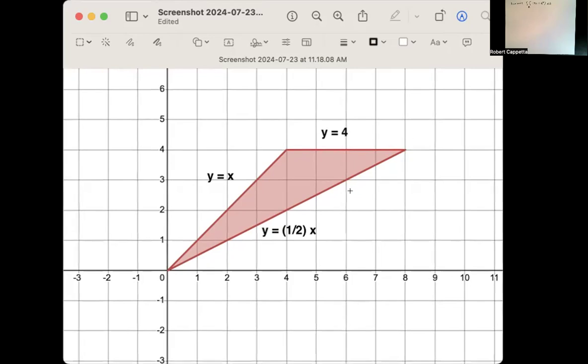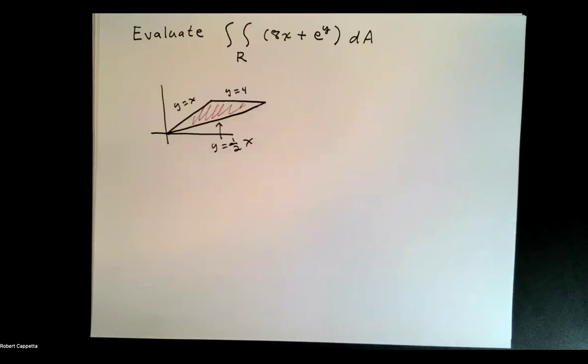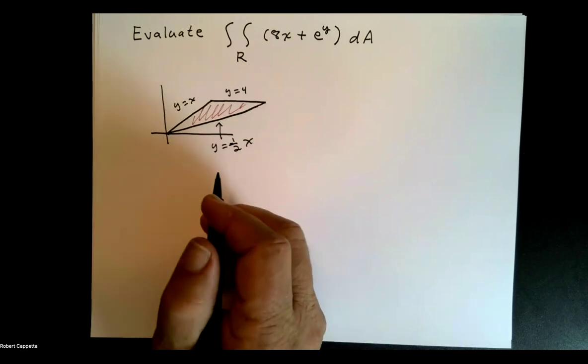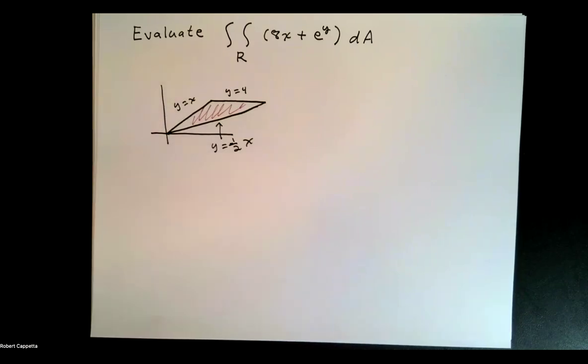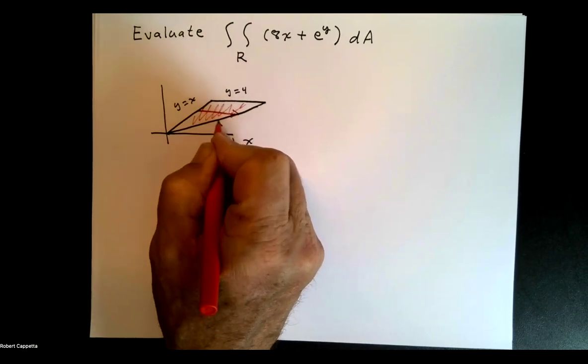Rather than starting south and going north, can we start west and go east? Notice the west border is always this, and the eastern border is always that. So let's think about how that's going to work. Instead of going south to north, let's go west to east. So here in essence is our region. If I go west to east, I start here and I end there.